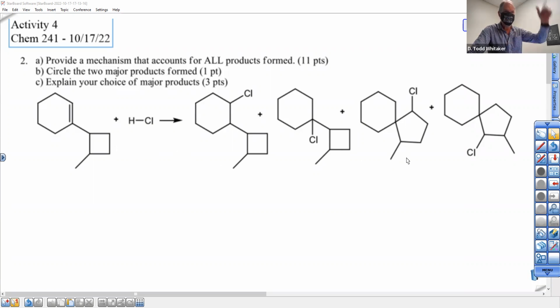Angle strain went down a lot because your angles are now almost perfect. They used to be close to 90 degrees. And what's the other one called? Torsional strain. Now torsion, that's a weird strain. I don't like the way they named it. It's descriptive, but it's awkward.